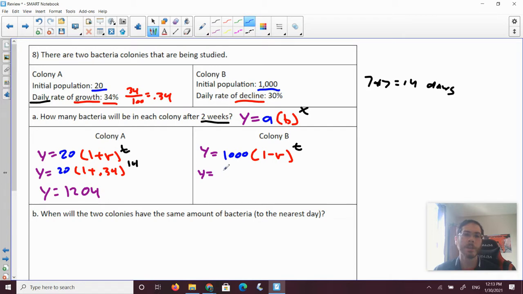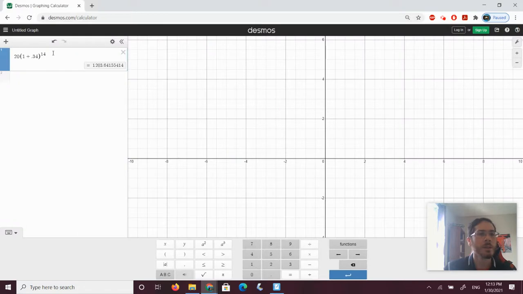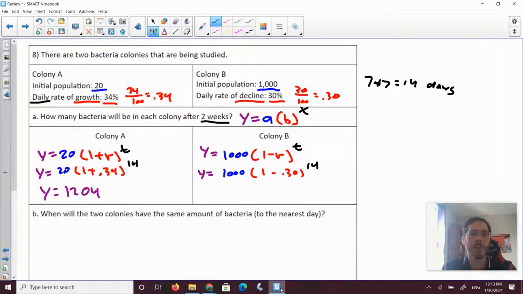So we get 1,000, 1 minus, so 30%, 30 over 100 is 0.30, or 0.3 if you don't want to keep the other 0. And time is still the same. We're still doing 2 weeks, so we're still going to go to the 14th power. So 1,000. I like this, so why don't we just copy and we'll just paste that same form. 1,000, 1 minus, instead of 0.34, 0.30. 6.78. So we'll just round that to only 7 bacteria.